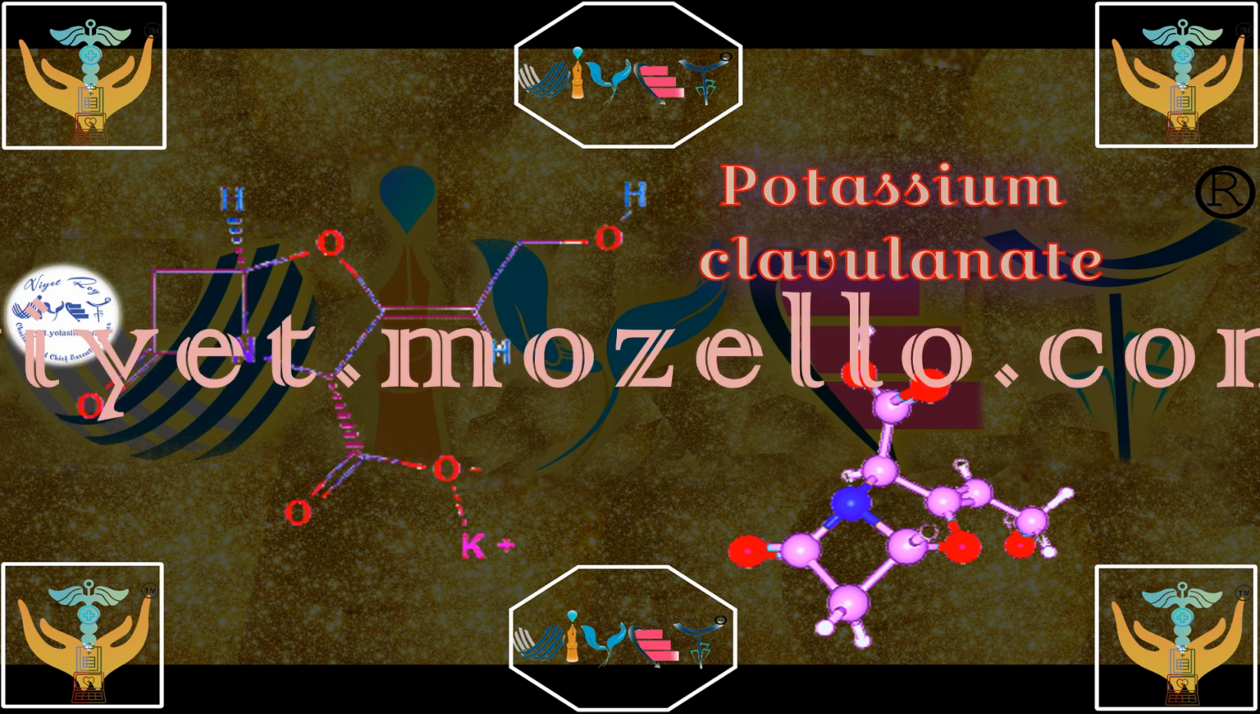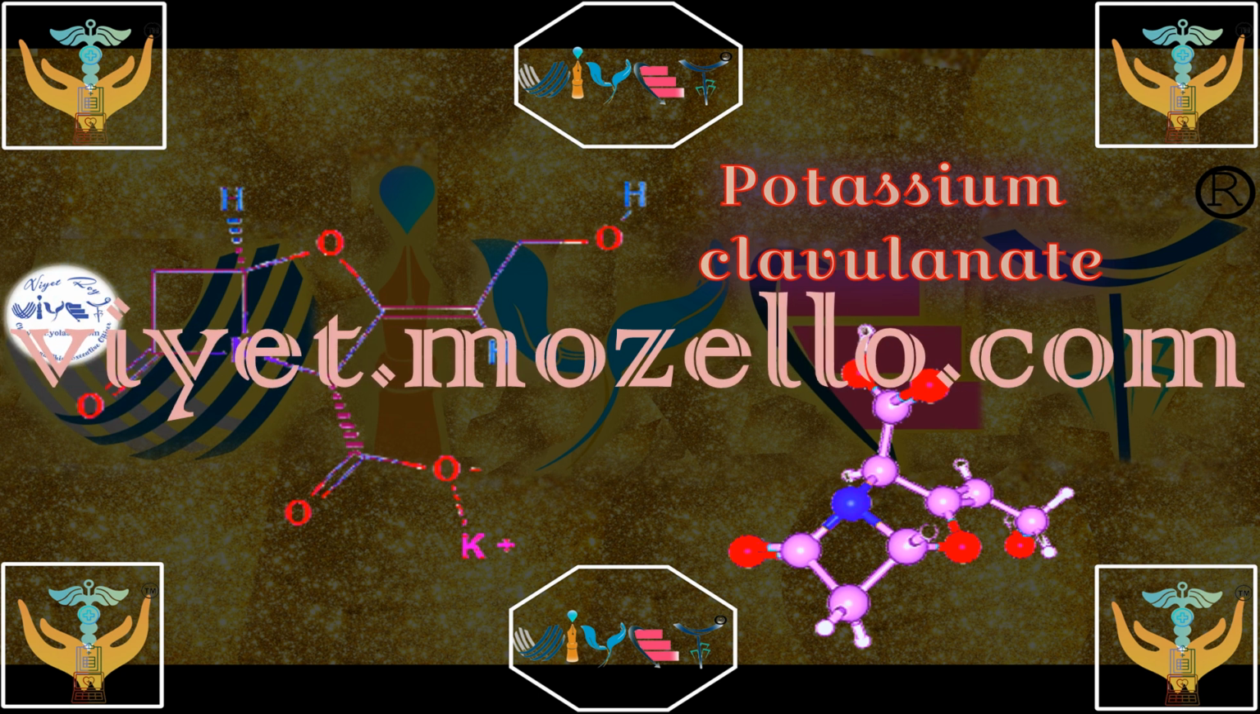Potassium clavulanate is basically a semi-synthetic beta-lactamase inhibitor isolated from Streptomyces. The chemical composition is C8H8KNO5. Potassium, so K is there, and the composition is that. Eight carbons are present here.